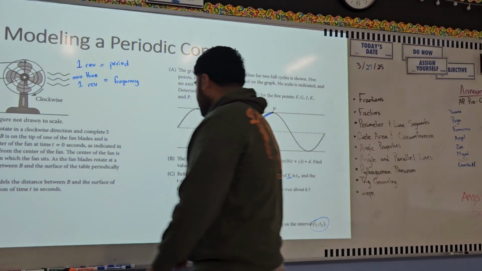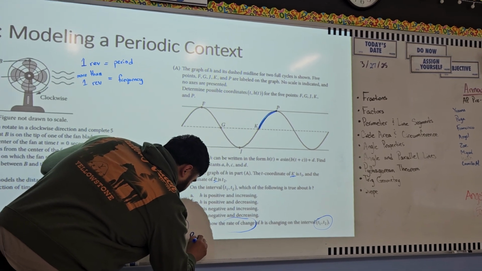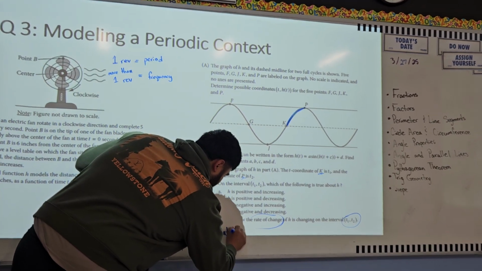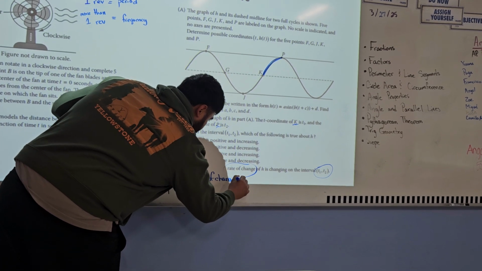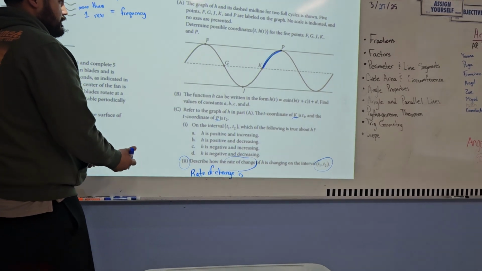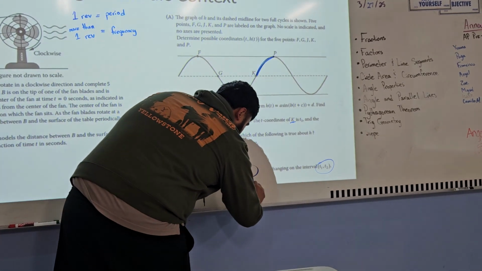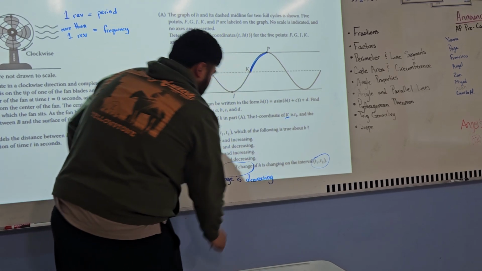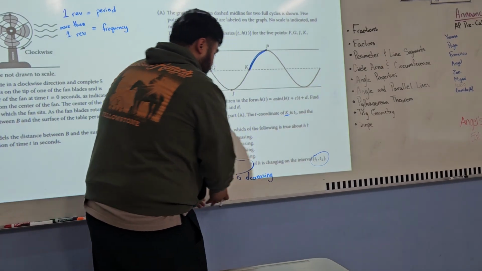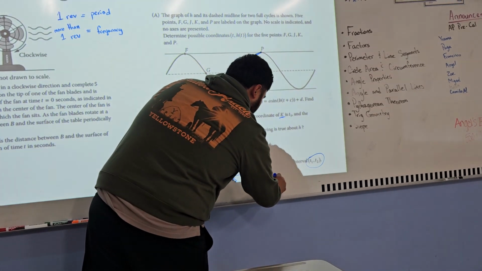So you could state here that the rate of change, I'm just going to write it down. Rate of change is, well, what happens to the rate of change? It's decreasing when it's concave down. So it's decreasing on the interval. Literally, you're just copy and pasting the text that's given. Decreasing on the interval.